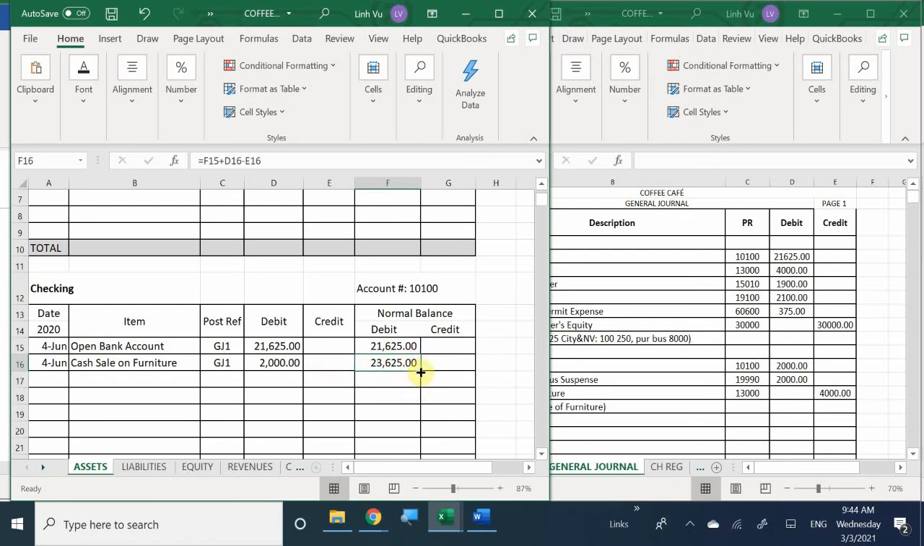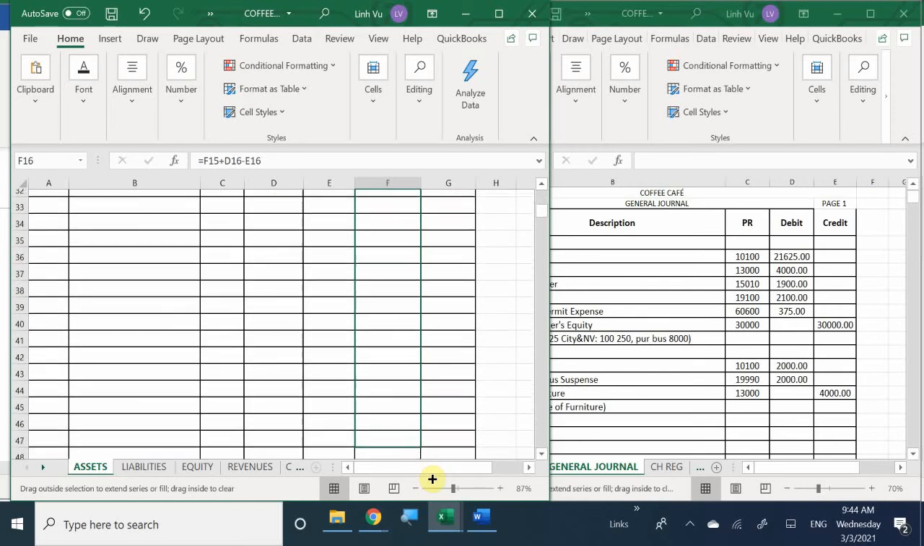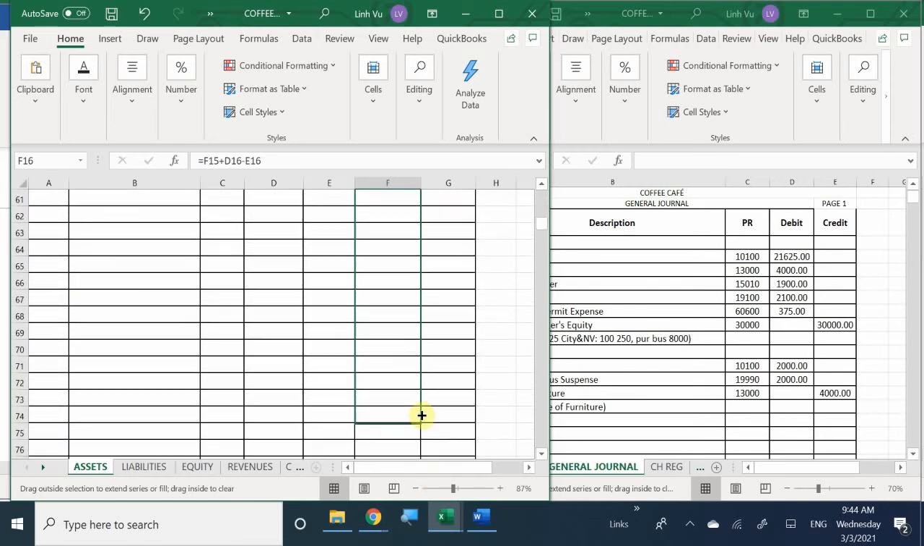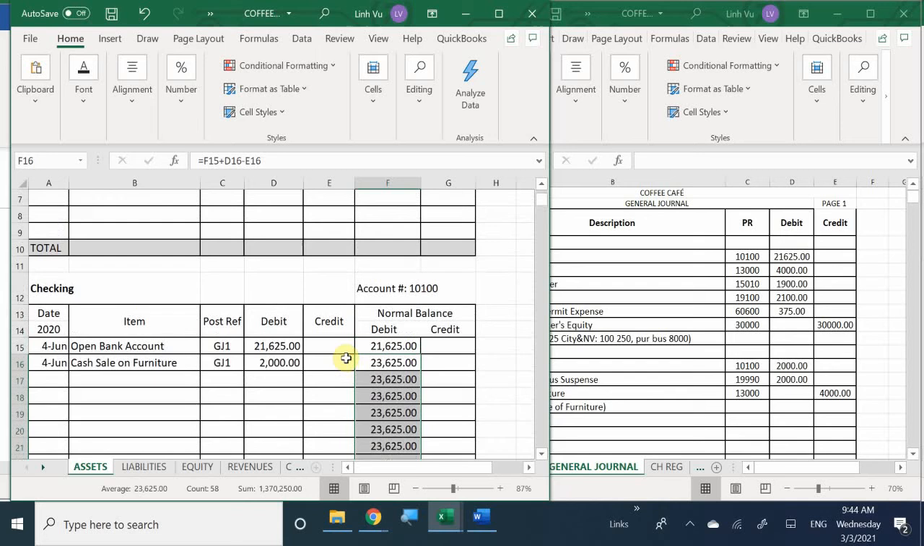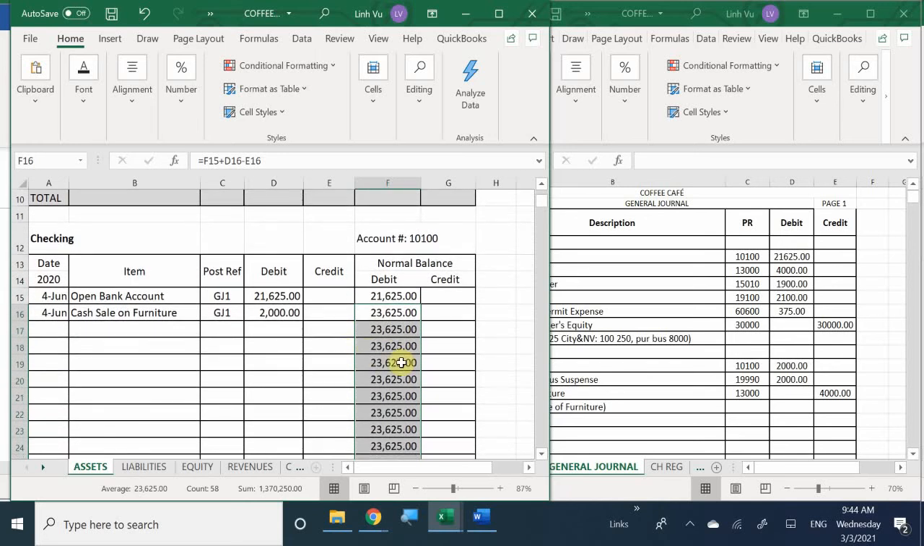Now, of course, if you know how to do this, go ahead and click that formula and drag it all the way down to the very bottom of that worksheet. Notice this, it fills everything in with the 23,625.